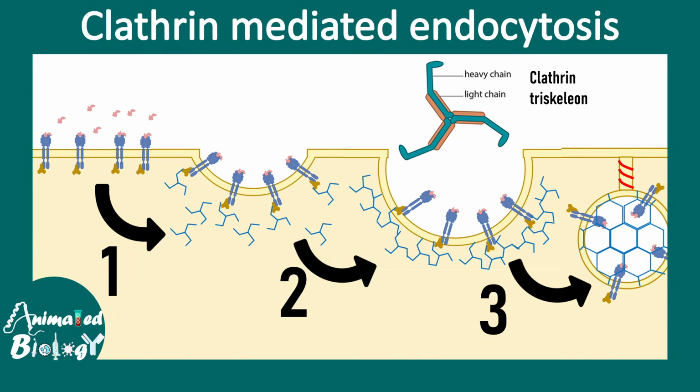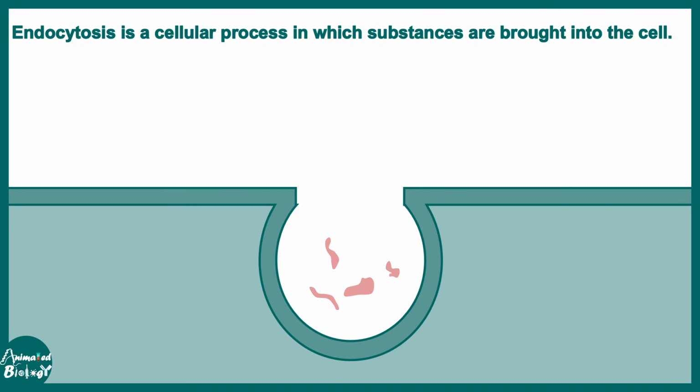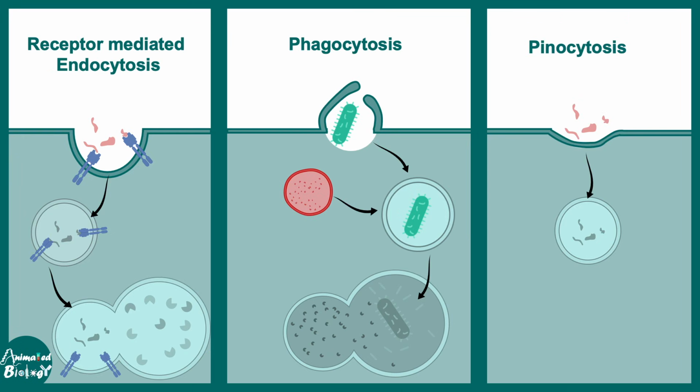Now, instead of looking at that, we will look at clathrin-mediated vesicle budding, and we are going to look at the clathrin-mediated endocytosis process. Endocytosis is a cellular process in which a substance is brought into the cell by membrane curving. There could be different types of endocytosis like receptor mediated endocytosis, phagocytosis, pinocytosis. We are going to look at receptor mediated endocytosis just to take an example.